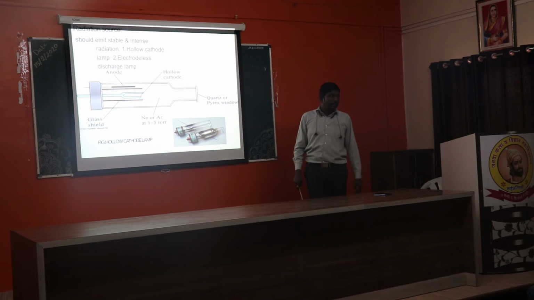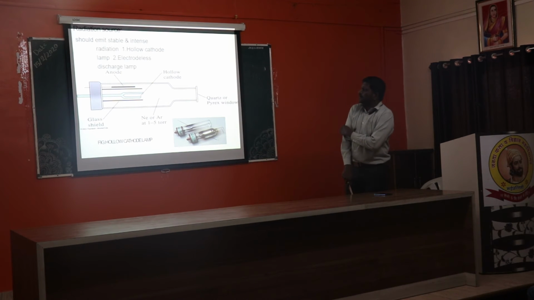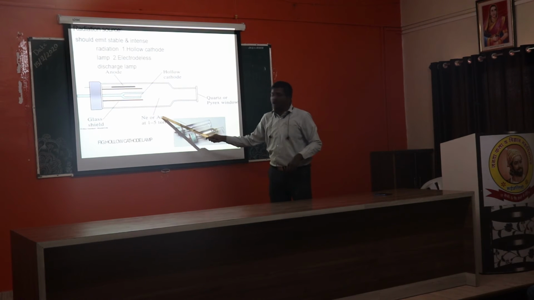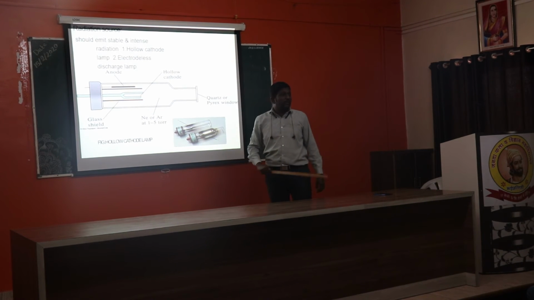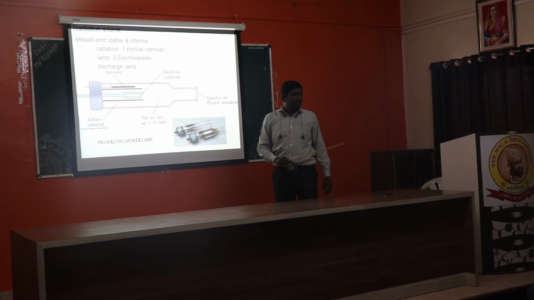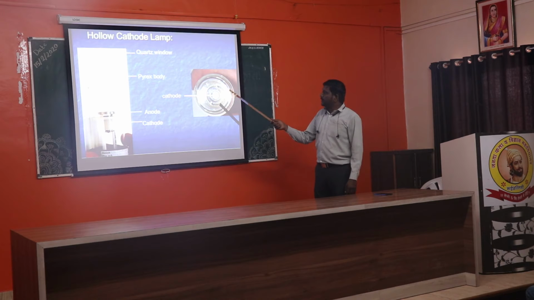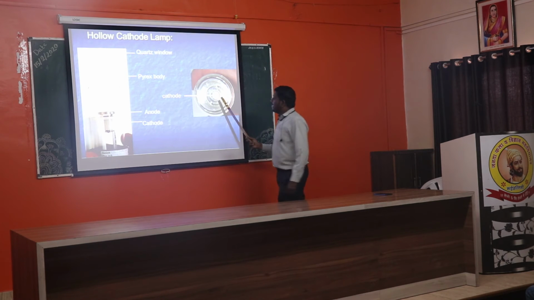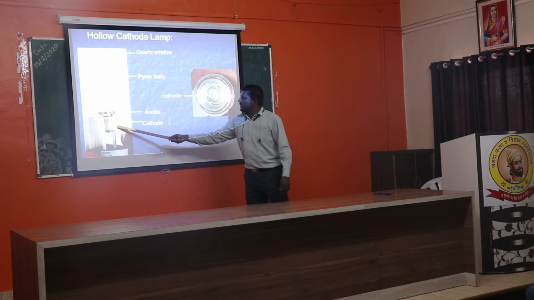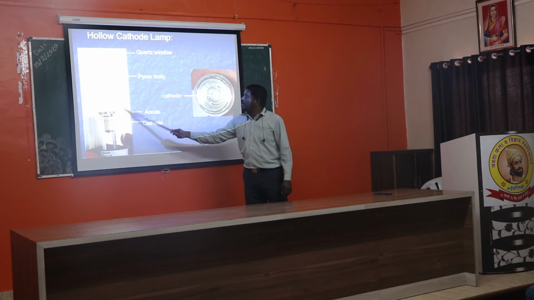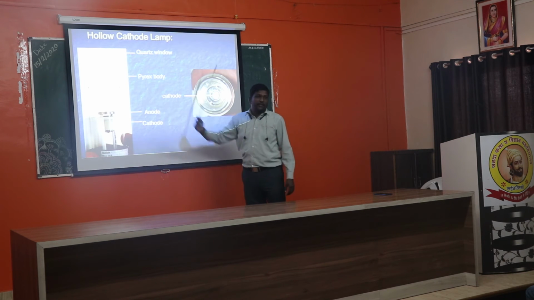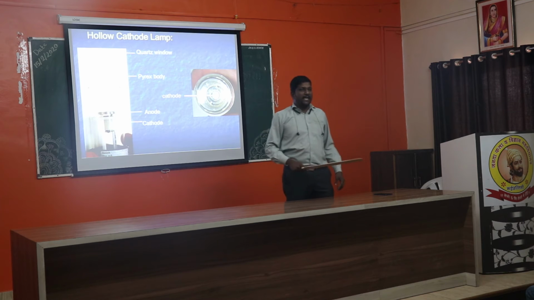See here, its original figure. Radiation source: neon or argon at 1 to 5 pressure, where 1 to 5 is with the unit of pressure. Then next, hollow cathode lamp, actual diagram. See here, the Pyrex glass body, its upper part the cathode. Here is the cathode, here the anode, the Pyrex body, and above that there is a quartz window, which looks like glass.